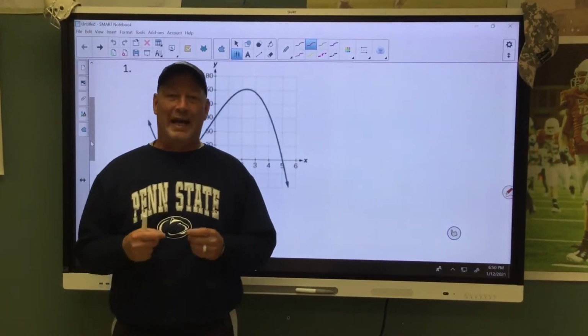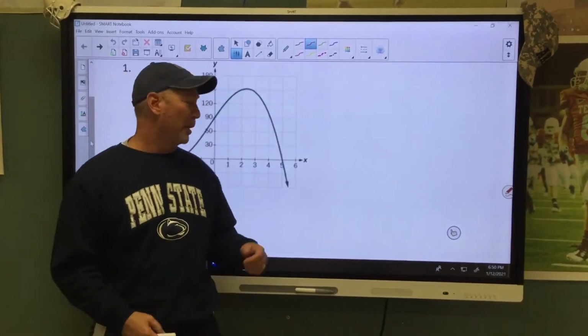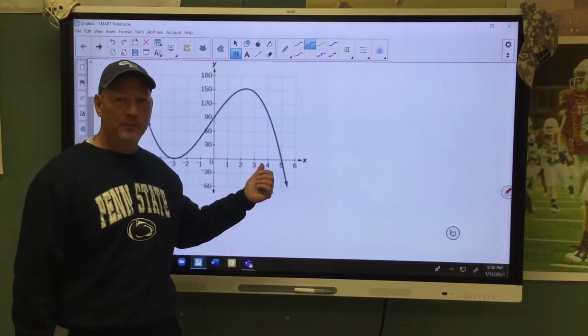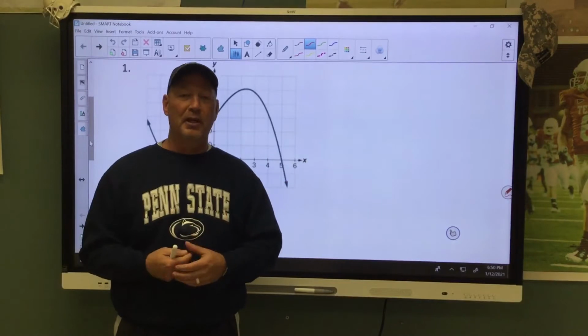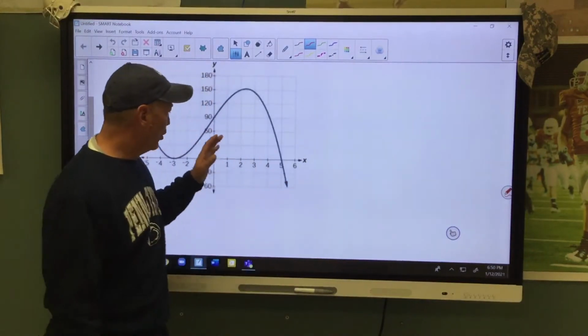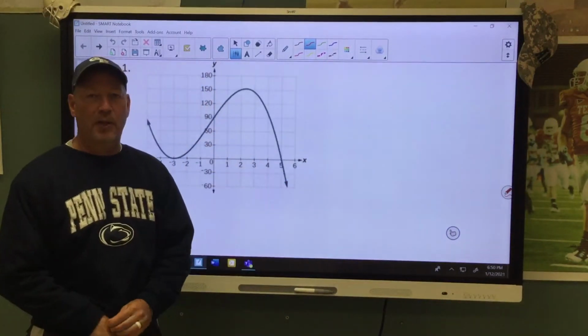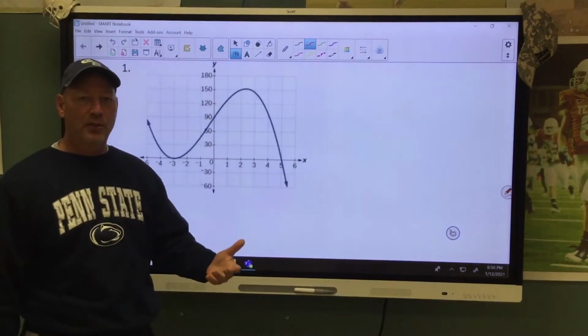We're going to have to write equations from a graphed polynomial. So we've already done a lot of stuff as far as graphing the polynomials, but now we're going to go backwards. We're going to write the equation for this given polynomial. How do we do this?